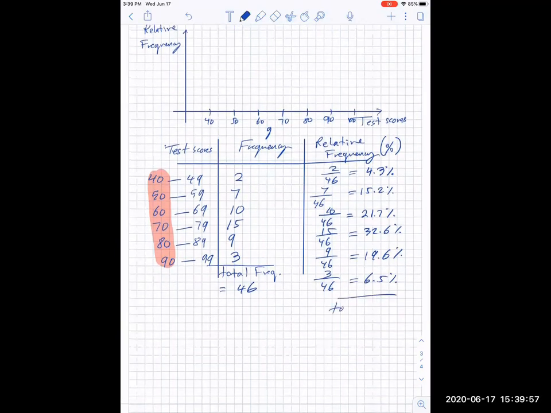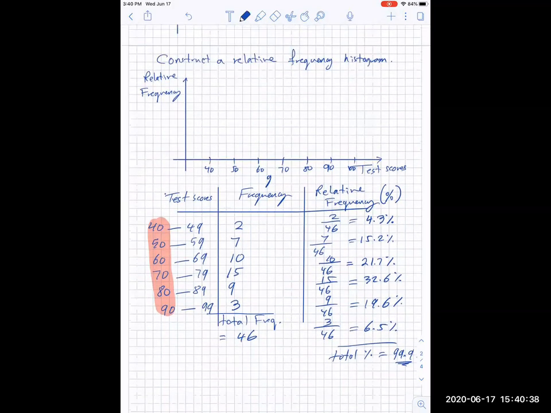Let me check total percentage. I should get very close to 100. 4.3 plus 15.2 plus 21.7 plus 32.6 plus 19.6. Total is 99.9%, which is acceptable, because the 0.1% is fine because of rounding. All right, so I got my percentages.